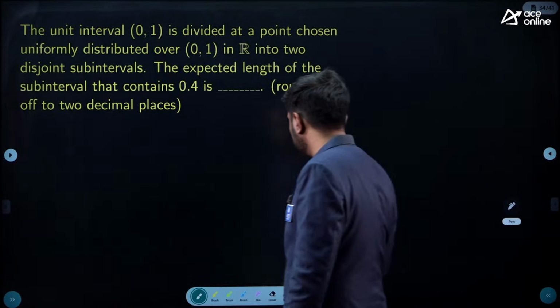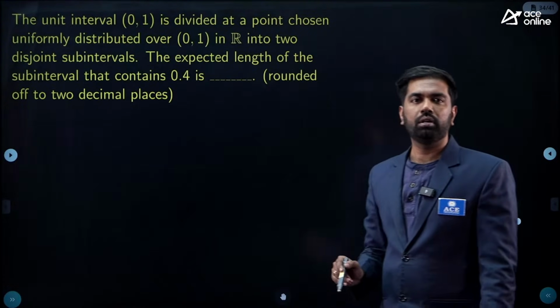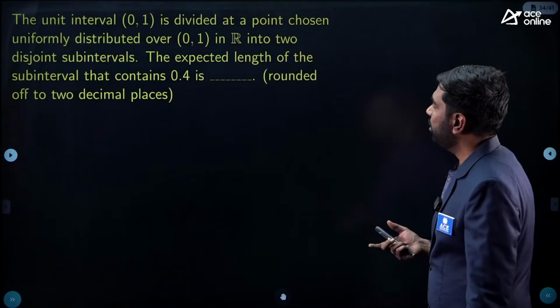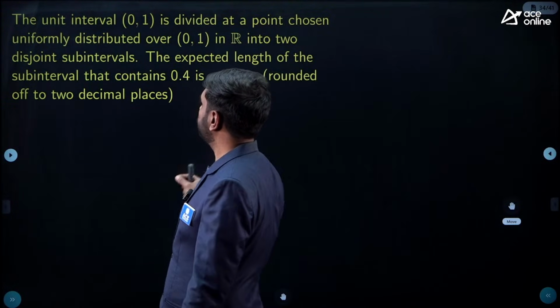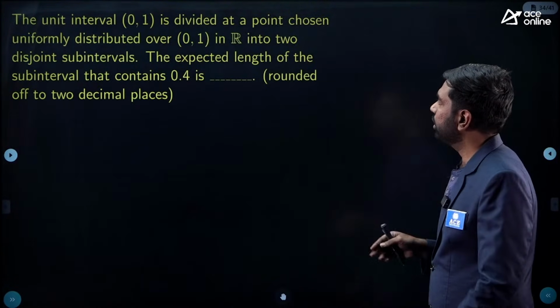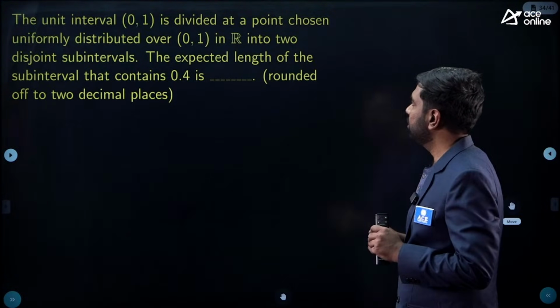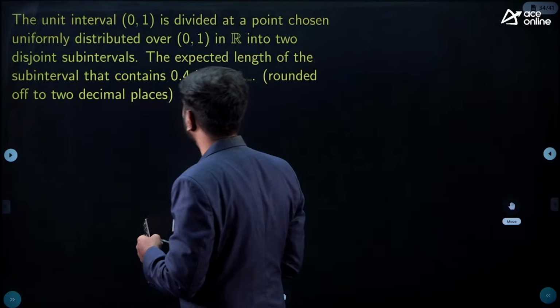So this is another question which is a NAT question, numerical answer type. The unit interval 0 to 1 is divided at a point chosen uniformly distributed over 0 to 1 in R into two disjoint subintervals. The expected length of the subinterval that contains 0.4 is.